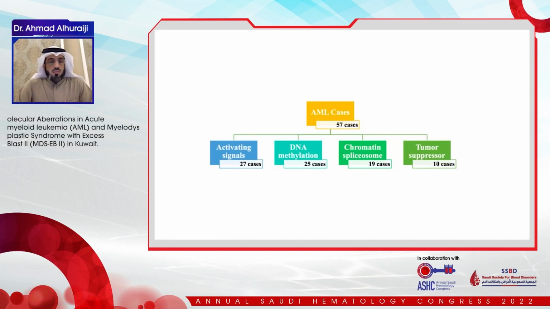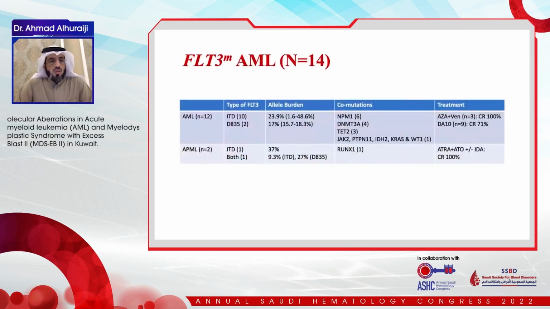If we look at the mechanism of the mutation, we can find that 27 cases had activating signaling pathway abnormalities, and DNA methylation was in 25 cases. The chromatin spliceosome was in 19 cases, and 10 cases had tumor suppressor abnormalities. Now, with the focus on FLT3 mutant AML, we had 14 cases. In AML, we had 12 cases. 10 of them had ITD abnormalities, and 2 cases had D835 mutation. The allele burden was around 25%, ranging from 1 to 50% almost, and for the D835, it was around 17%. Half of the FLT3 mutant AML had NPM1 mutation, and almost 30% had DNMT3A, and 1/4 of them had TET2 mutation.